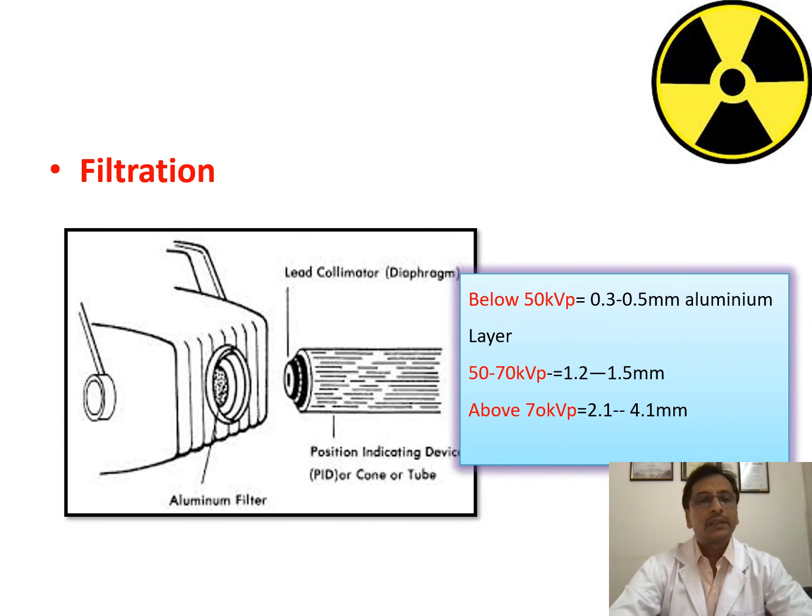Next part here is the filtration. Filtration is filtering the low energy X-ray photons from the beam, thereby unnecessary exposure to the skin and tissues can be avoided. So when we are using an IOPA machine with 60 to 70 kVp, an effective filtration of 1 to 1.5 mm has to be achieved in order to be safe enough so that the low energy X-ray photons are filtered out. Similarly, for X-ray machines which are operating above 70 kVp, one needs to use 2 to 2.5 mm thickness of aluminum filter.